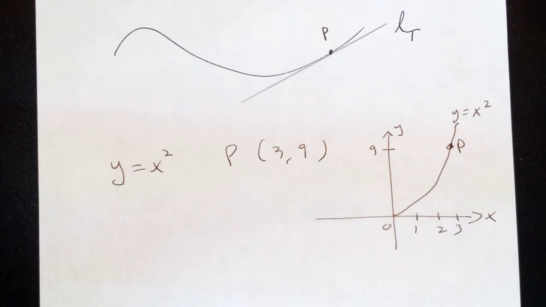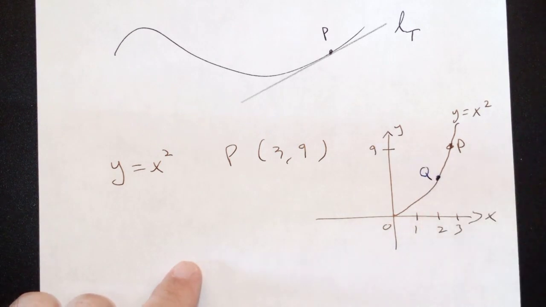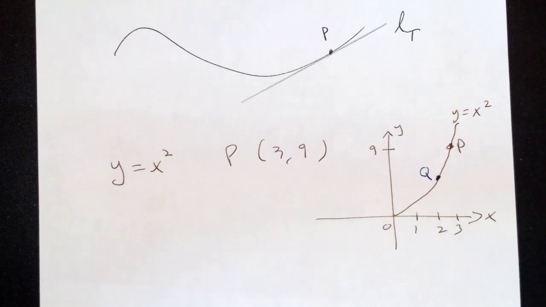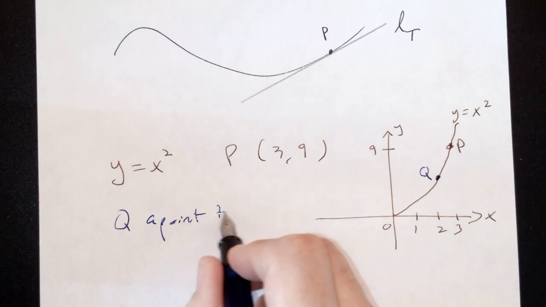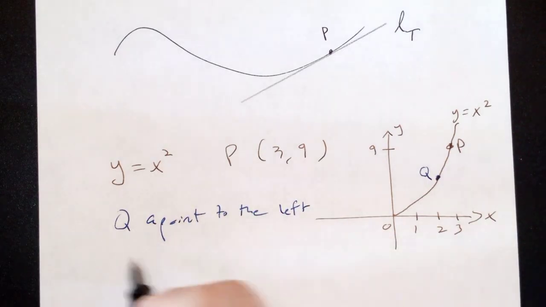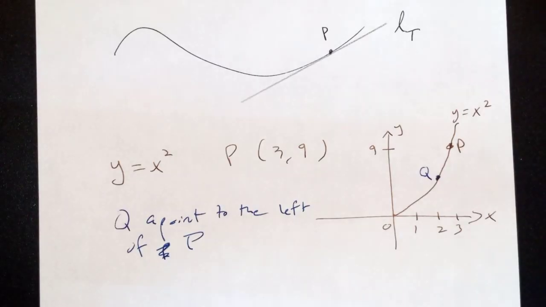Where do you want that point to be? To the left or to the right of P? We're going to do them both, but we need to make a choice to start with. Left or right? So if I'm going to the left of my point P, then my next point, I don't know, Q, be somewhere over here. So a point to the left of P.